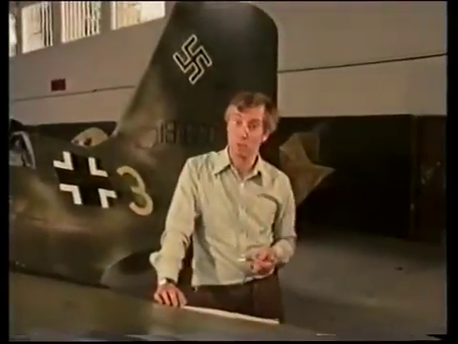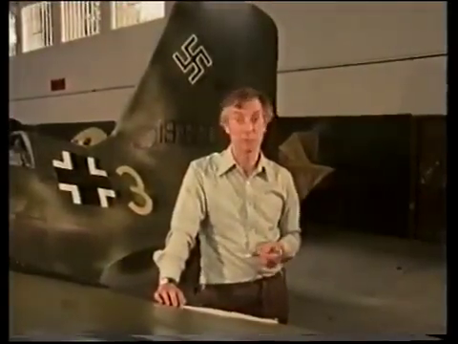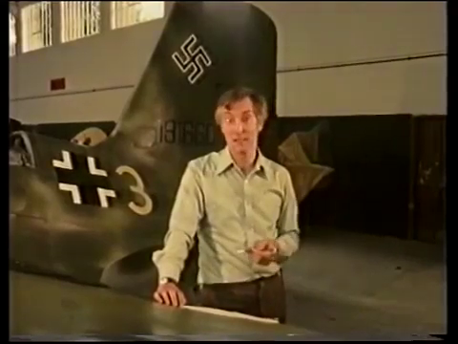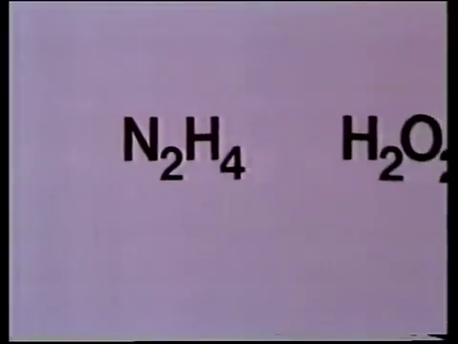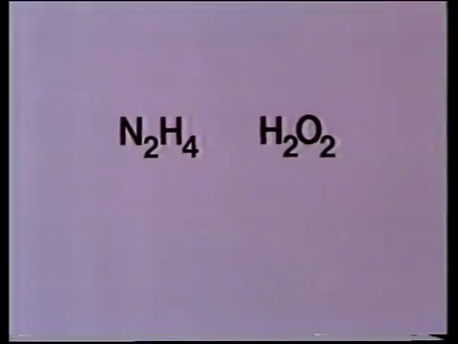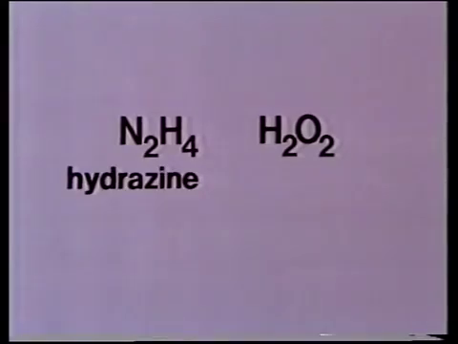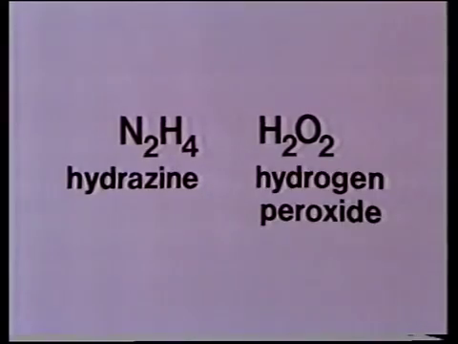Now, we've already told you the general properties that a good rocket propellant must have. So let's see if this particular combination has got them. Let's start by looking at the chemical formulae of the two ingredients. Hydrazine, N2H4, and hydrogen peroxide, H2O2. You can see that the elements involved are nitrogen, hydrogen, and oxygen.